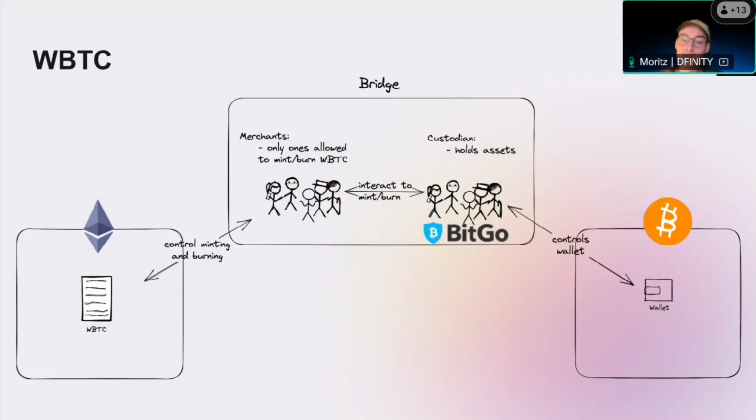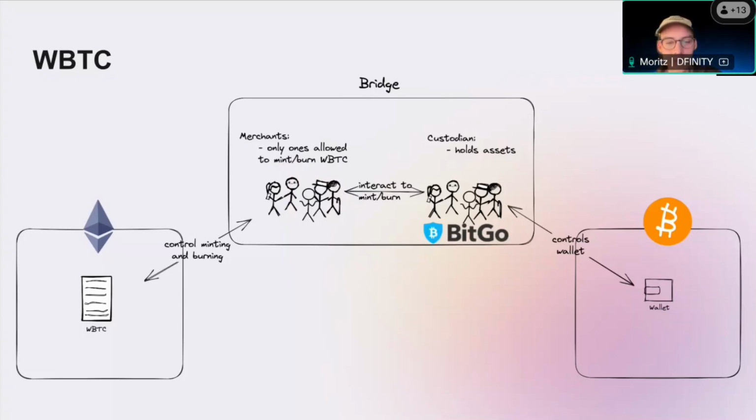People on Ethereum assume that one WBTC is worth one Bitcoin, but if you, as a custodian, do not hold the Bitcoin that are associated with the WBTC on the other end of this bridge, then you basically have a deep hack.